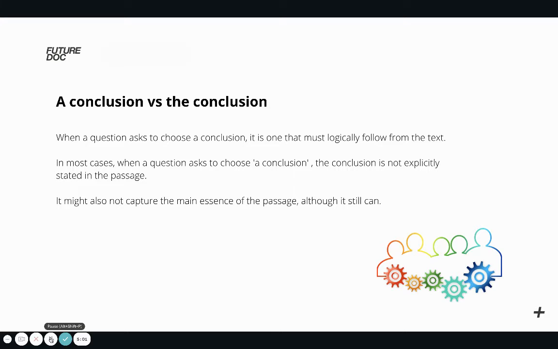This might seem familiar to those of you who are studying for the UCAT, because a question asking for a conclusion is the same as selecting true in the true-false-can't-tell style questions.